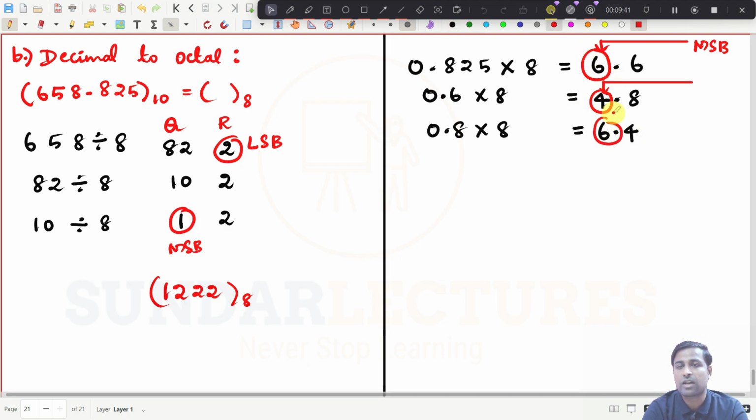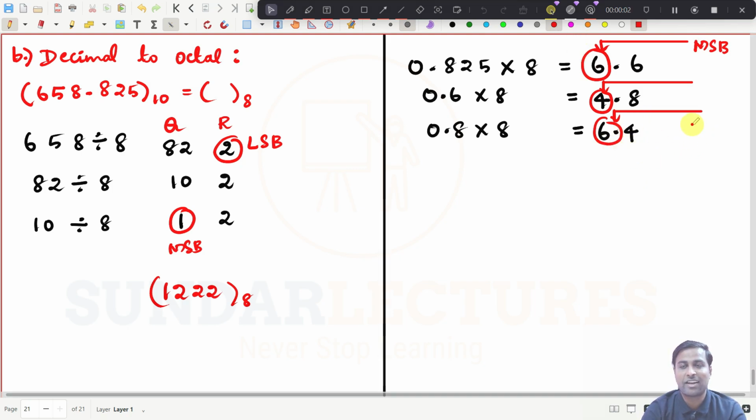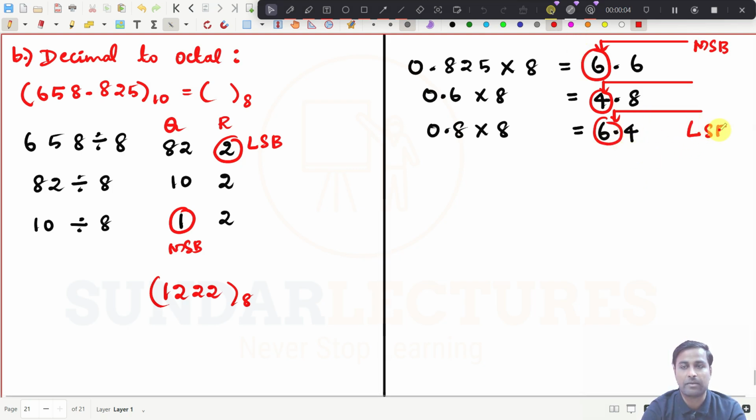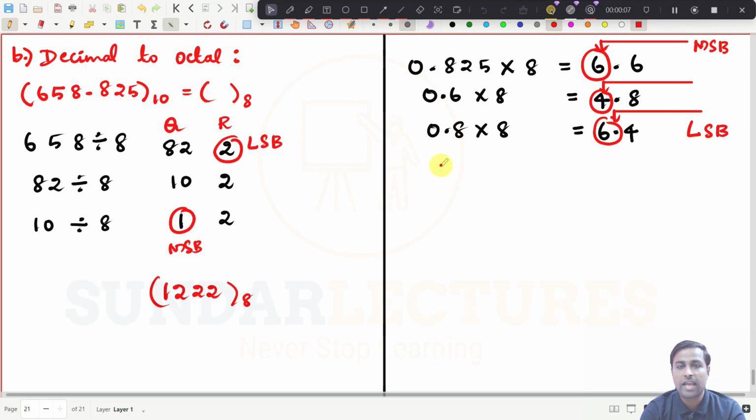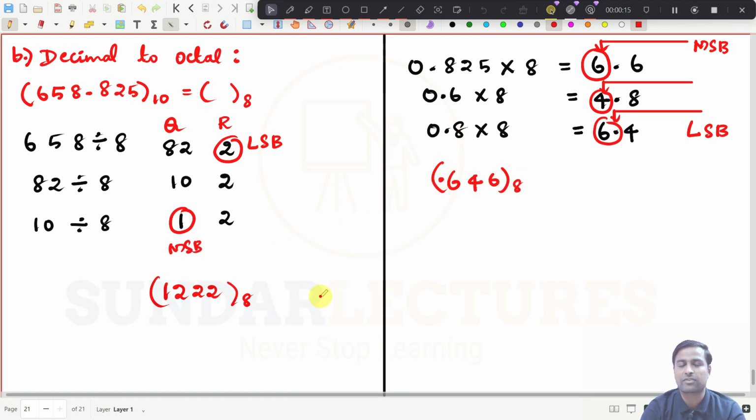One thing I am telling you again: you stop here. 3 digits is mostly enough. Don't go again with 0.4 into 8, because it will keep going on and on. So you just stop here and write this as the LSB. So the answer will be, with the MSB first, 646. That's all, and the base is 8. This is actually a fraction, so you have a point here. So the final answer will be what?